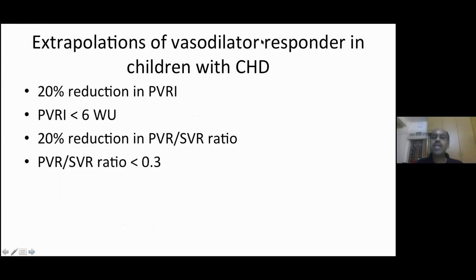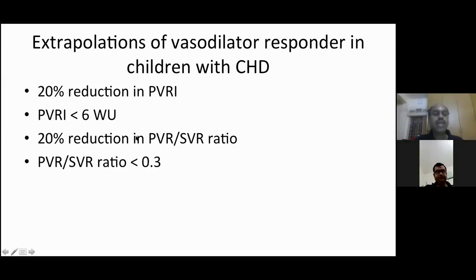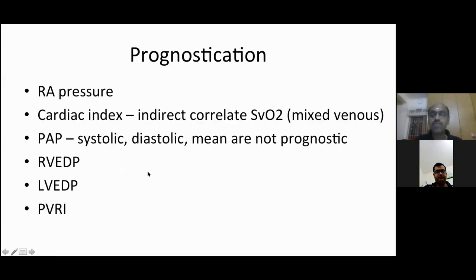Extrapolation of vasodilator responsiveness, we will be seeing in the next topic. I'm just giving only the points here. A 20% reduction in pulmonary vascular resistance coming to an absolute value of less than 6 Wood units, and a 20% reduction in PVR to SVR ratio coming to an absolute value of less than 0.3.